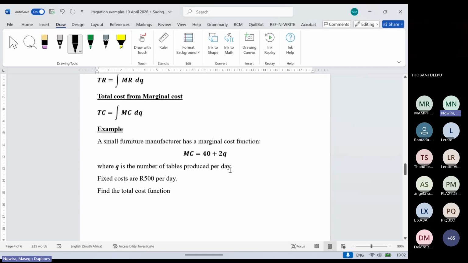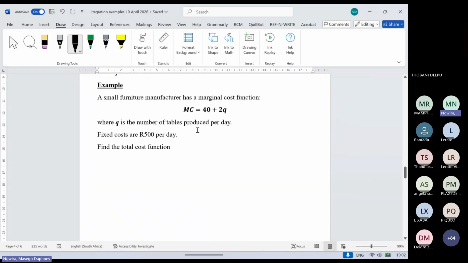So it has a function of this where Q is equals to the number of tables produced per day. And then the fixed costs are 500. So fixed cost means that my C is 500. Please note that. And then they're saying find the total cost. So we said that to find the total cost function, we have to integrate the marginal cost function. Okay, so we are going to integrate this.